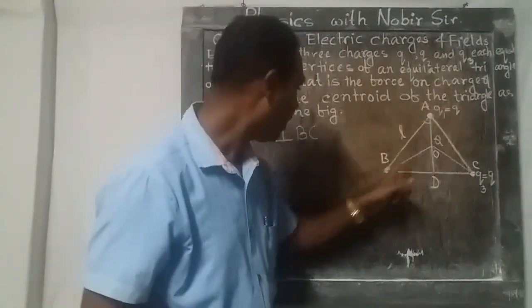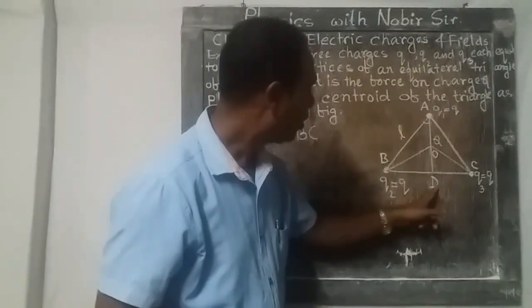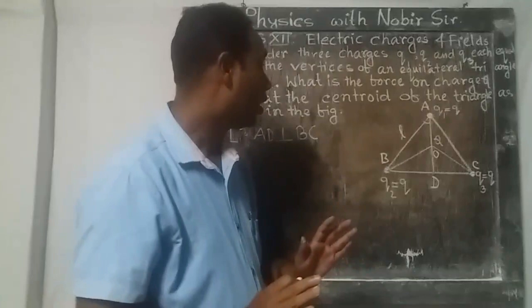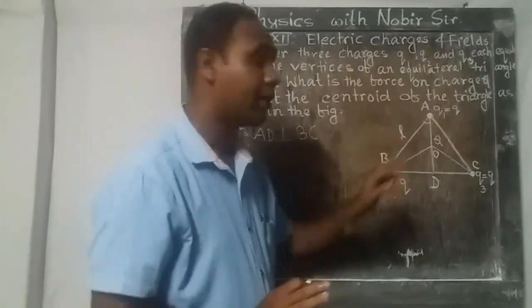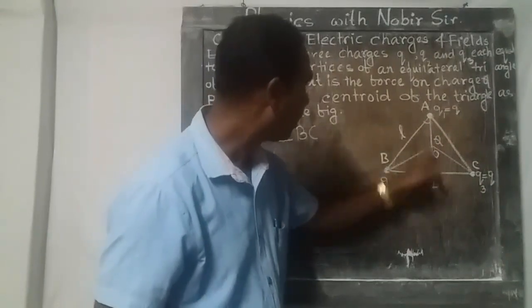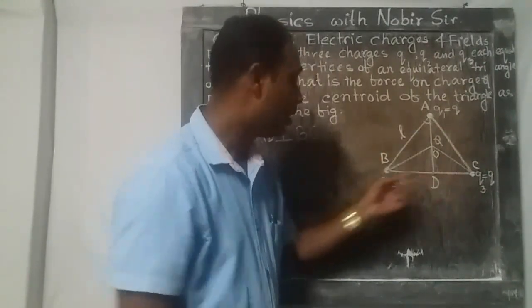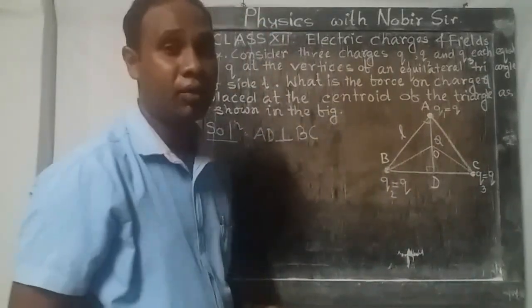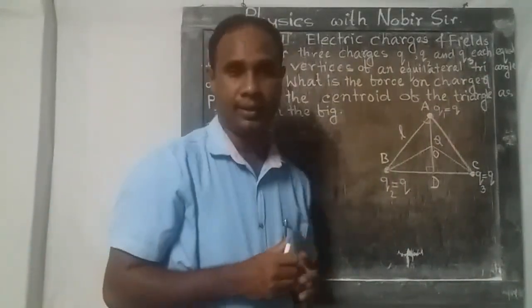Okay, and ABD, what type of triangle will this be? It is a right angle triangle, because AD is perpendicular to BC, so this will be 90 degree, and this angle will be how much? It will be 30 degree.